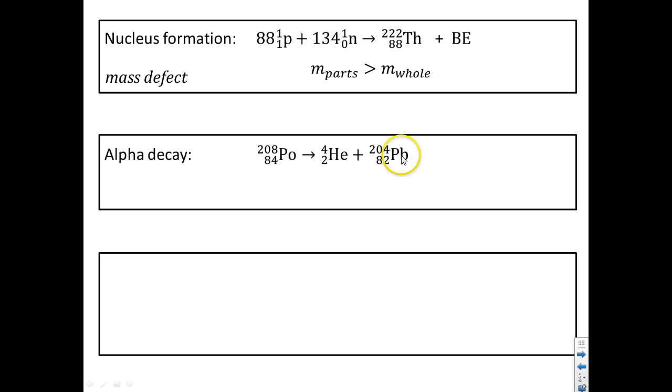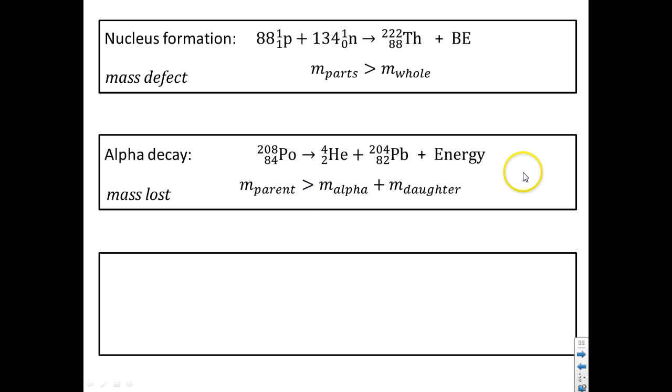Alpha decay. Here's an example of alpha decay. If we compare the masses, the parent has more mass than the alpha plus the daughter. That means we are losing mass. Mass is lost, and if we lose mass, then the system loses energy, and that energy is released as positive energy into the environment.